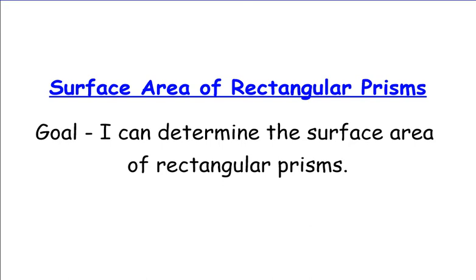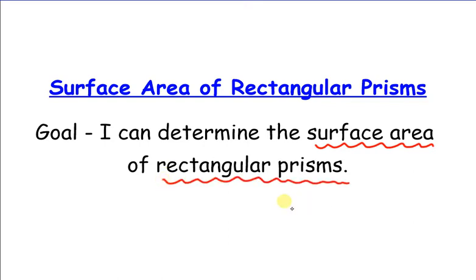All right, so in this video, we are going to continue talking about surface area, but this time we're going to use a different three-dimensional figure, and we're going to talk about surface area with rectangular prisms. So your goal for today is I can determine the surface area of rectangular prisms.